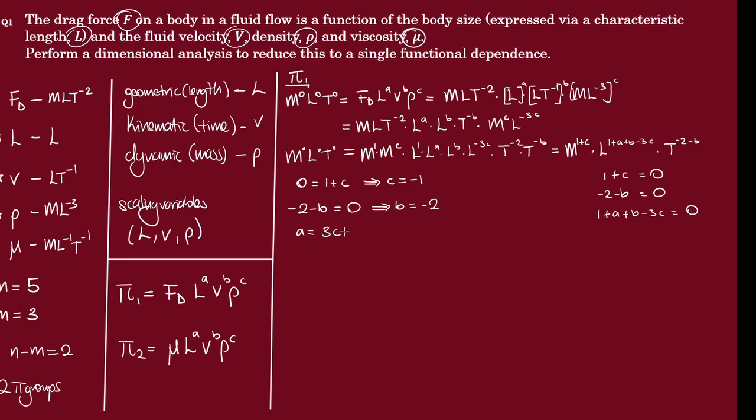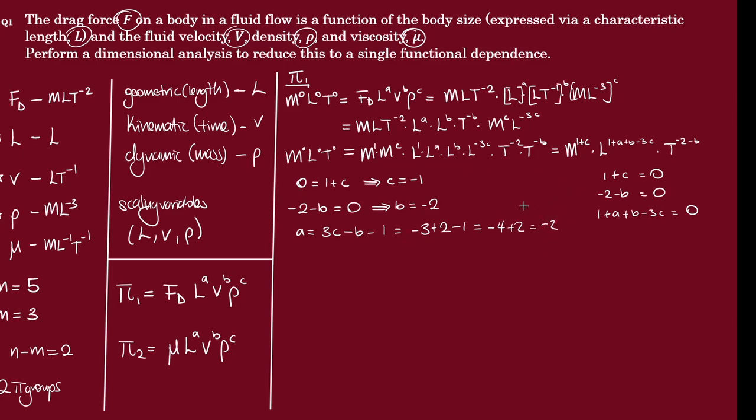3c minus b minus 1. We have to do this carefully. So that's 3c minus b minus 1. So 3 times c is going to be minus 3. Minus b is going to be minus 2, so that's going to be plus 2. And minus 1 is going to be minus 1. So this is going to be minus 4 plus 2. This is going to be negative 2. So a is going to be negative 2.